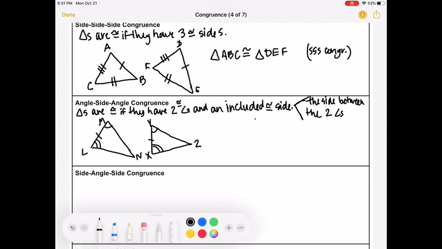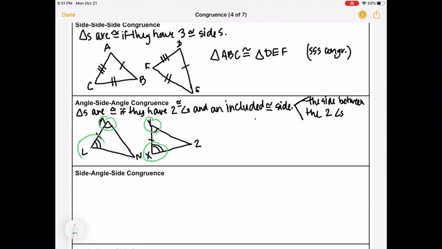All right, so that means we have an angle that's congruent, another angle that's congruent, and then an included side. Remember, what I meant by that is it's in between the two angles. So we have that ML is congruent to YX. So that is angle, side, angle.